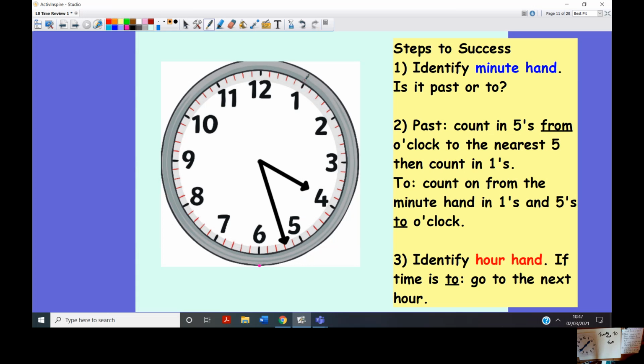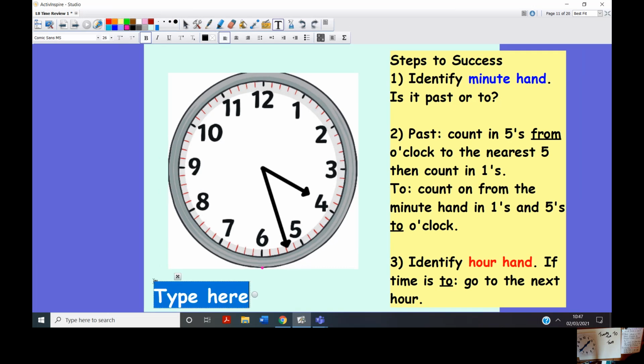So count with me. 5, 10, 15, 20, 25, 26, 27. So it is 27 past. And where is our hour hand? Our hour hand is that shorter hand. It is at 4. So it is 27 past 4.